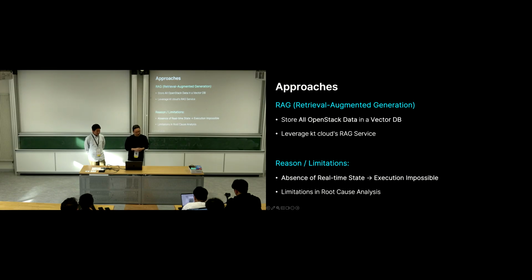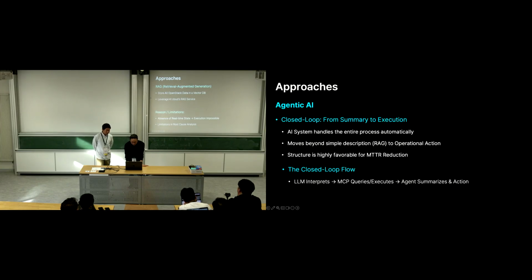And second, it has limitations in root cause analysis. RAG is useful for suggesting similar past cases, but it is weak at correlation and causal inference. This weakness means it can potentially amplify false alarms or incorrect diagnoses.